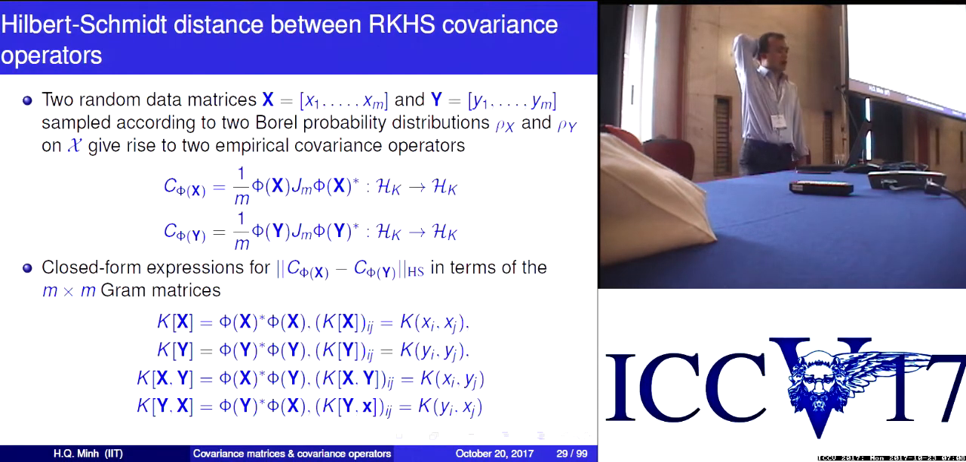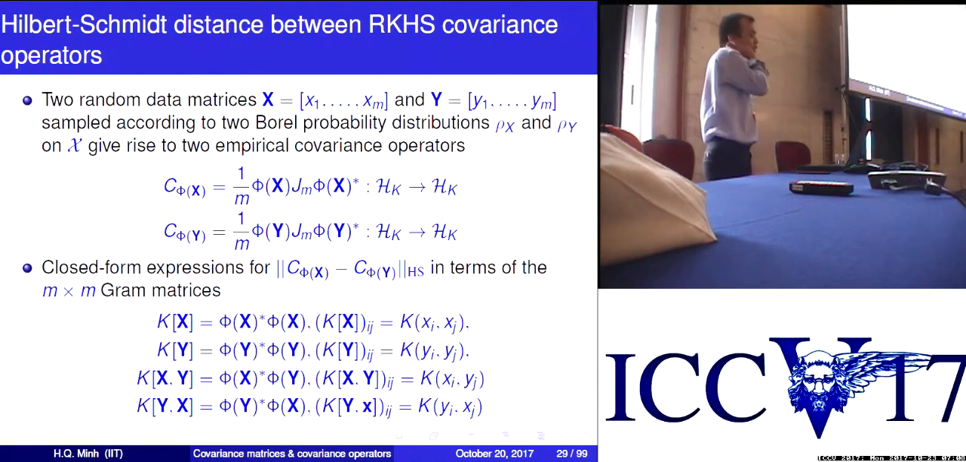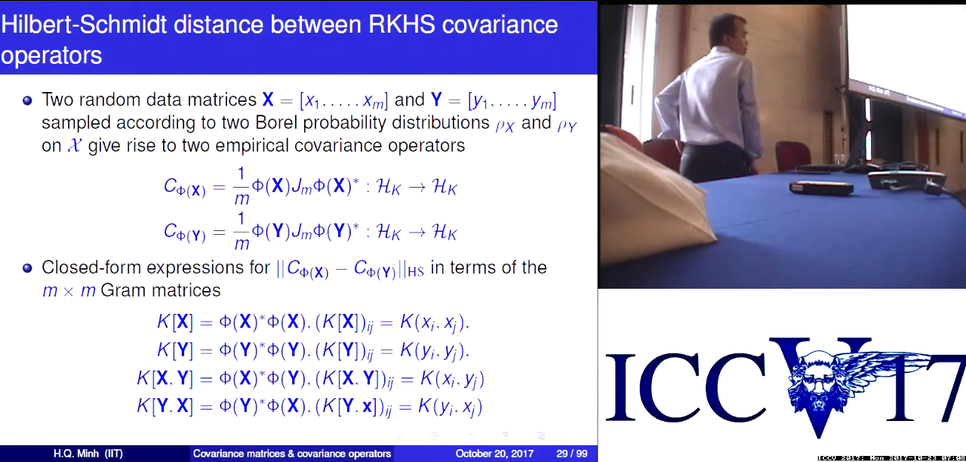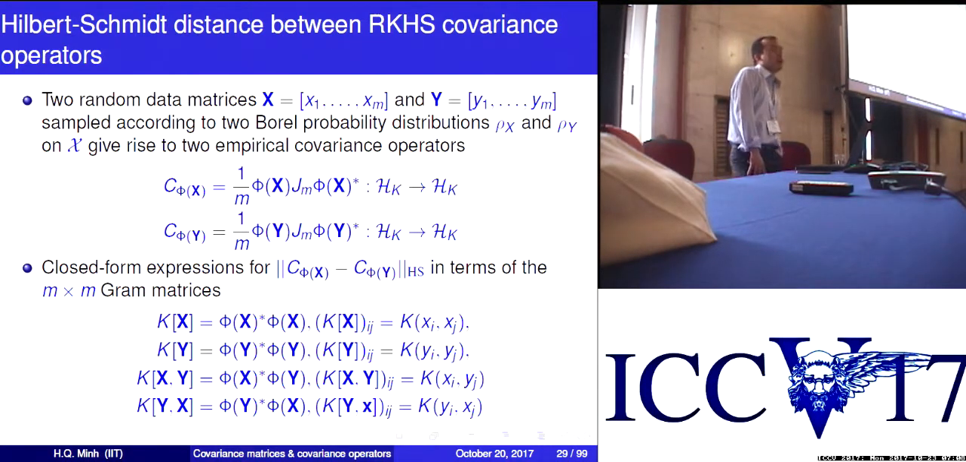Now, in the case of covariance operators, we actually have explicit formulas for these distances, norms, inner products and so on. So if we have two random matrices, X and Y, where we represent image one by X and image two by Y, then we can compute the covariance operator C X and the covariance operator C Y, and we can compute the Hilbert-Schmidt distance between C X and C Y in terms of the Gram matrices.